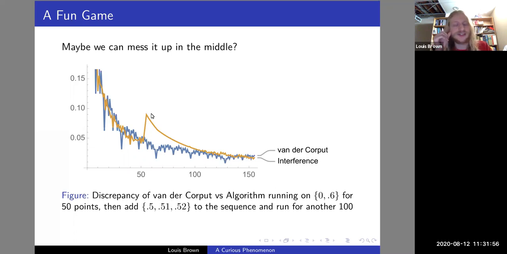We have too many points concentrated in the middle of the unit interval. But then we run the sequence for another 100 terms, and very quickly it gets back down to the level of van der Corput. And even at the end here, it's a little bit below. So even if you try to interfere, you really can't mess this algorithm up. It fixes itself if you attempt to.